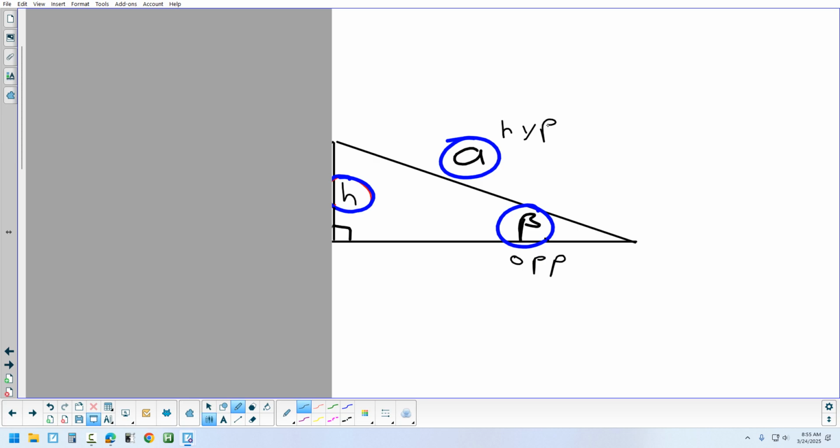I want to do the same thing I just did. I want to come up with a formula that involves beta, H, and A. What trig function would we use this time? Yeah, we'd use sine again. What's my angle? Beta. And what would go on the other side? H over A, opposite over hypotenuse.